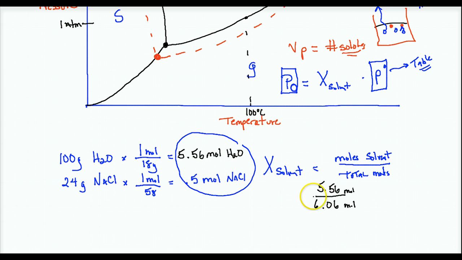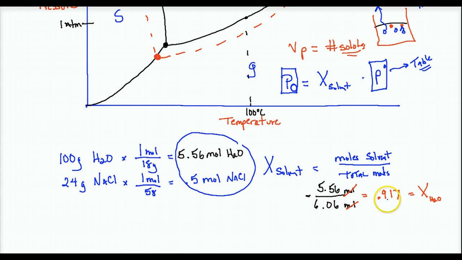Okay, now when I do the math, 5.56 divided by 6.06, this gives me 0.917. There's no units because the moles cancel, and that's my mole fraction of my water. Now what does that mean? That means that 91.7% of all the moles in my solution that I made is due to the water.